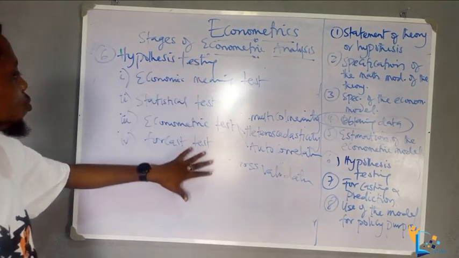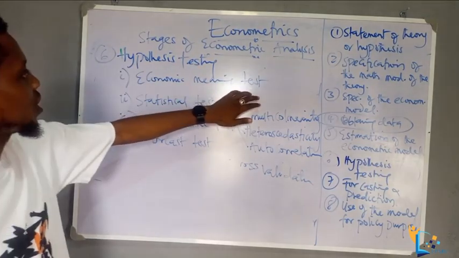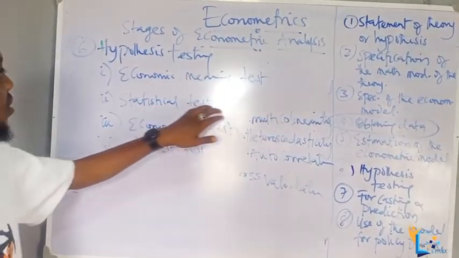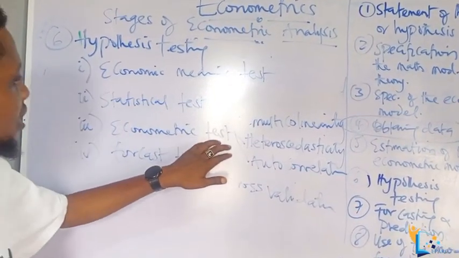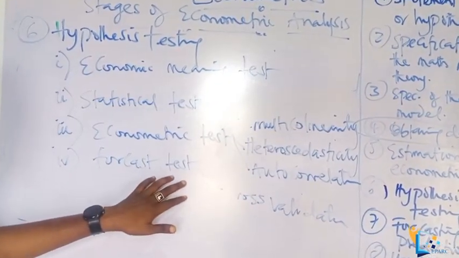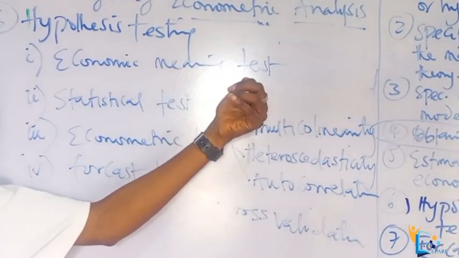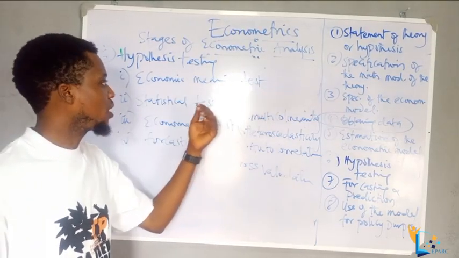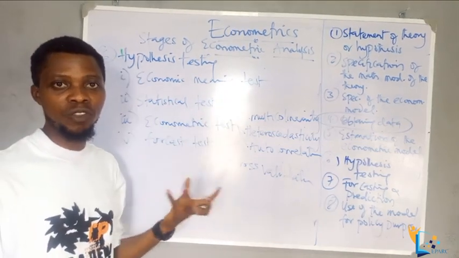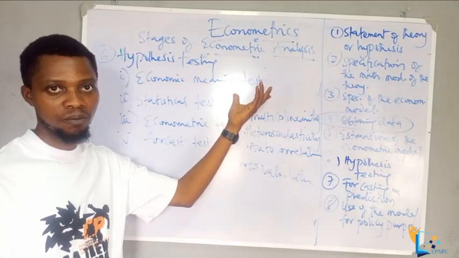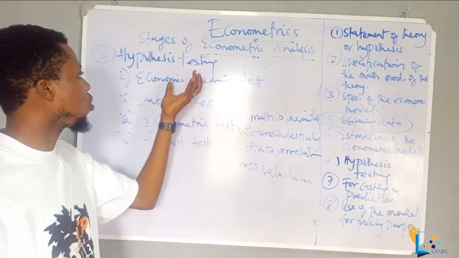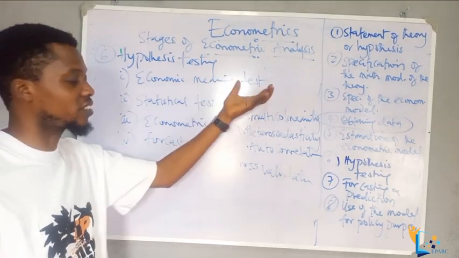Number 6 now is the hypothesis testing. It undergoes four stages. We have the economic meaning test, the statistical test, the econometric test, and the forecast test. Under the economic meaning test, we're going to investigate the sign and the magnitude of the parameters of the model. That is what we're going to investigate under the economic meaning test.